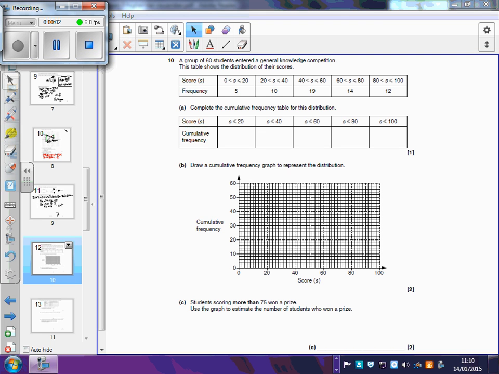Question 10. A group of 60 students enter a general knowledge competition. The table shows the distribution of their scores. Compute the cumulative frequency table. Remember, cumulative frequency, it's like accumulated. It's basically a running total of how many there have been so far.